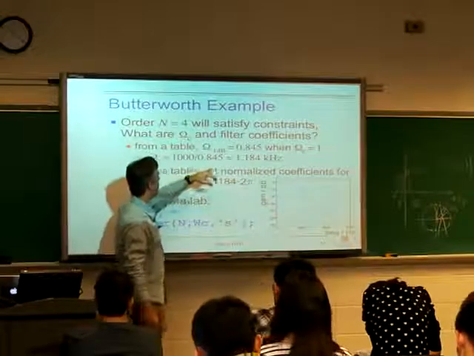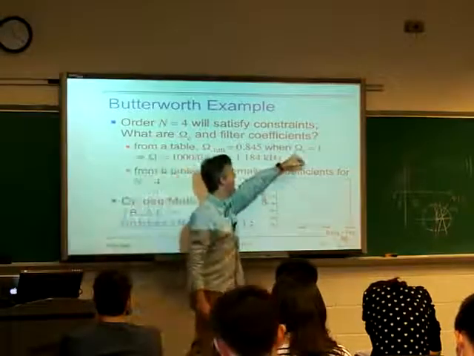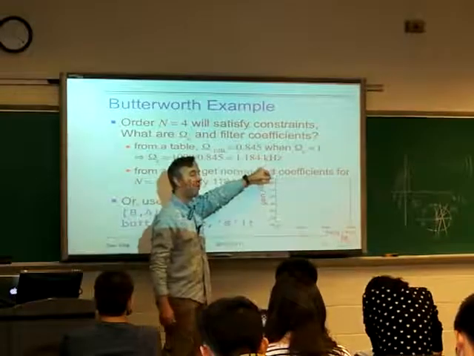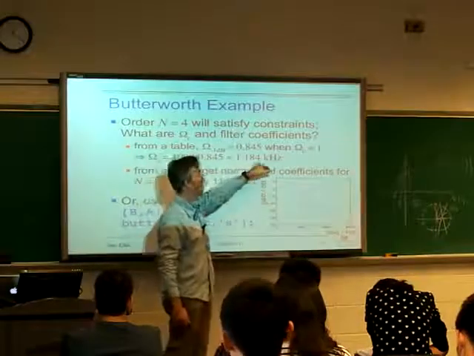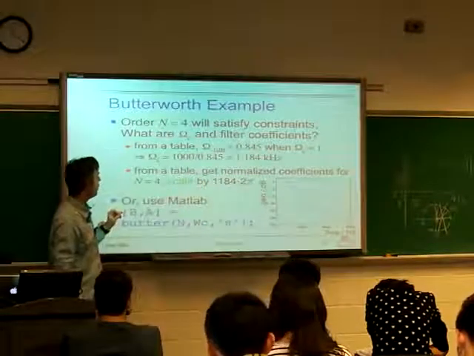So that means if we want 0.845 to correspond to 1 kilohertz, then omega c will be 1,000 divided by 0.845, which would be 1.184 kilohertz. So the 1 dB point would be 1,000 hertz. The 3 dB point would be 1.184 kilohertz for this fourth order Butterworth filter.